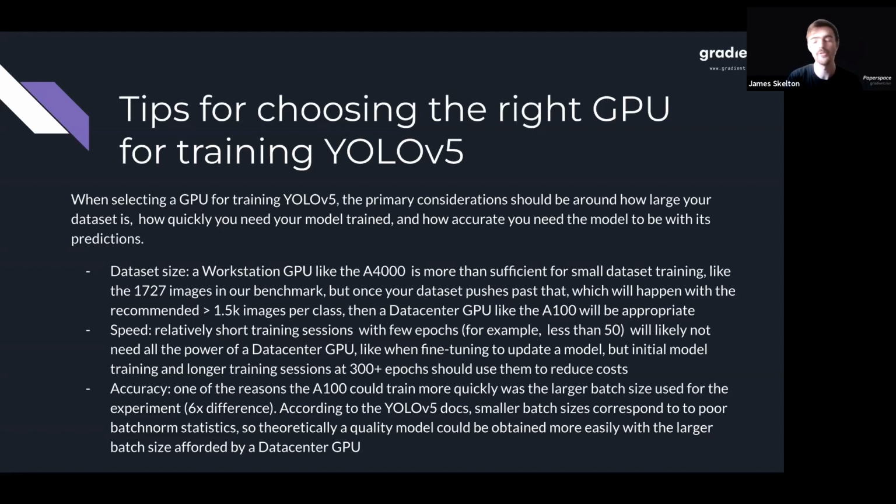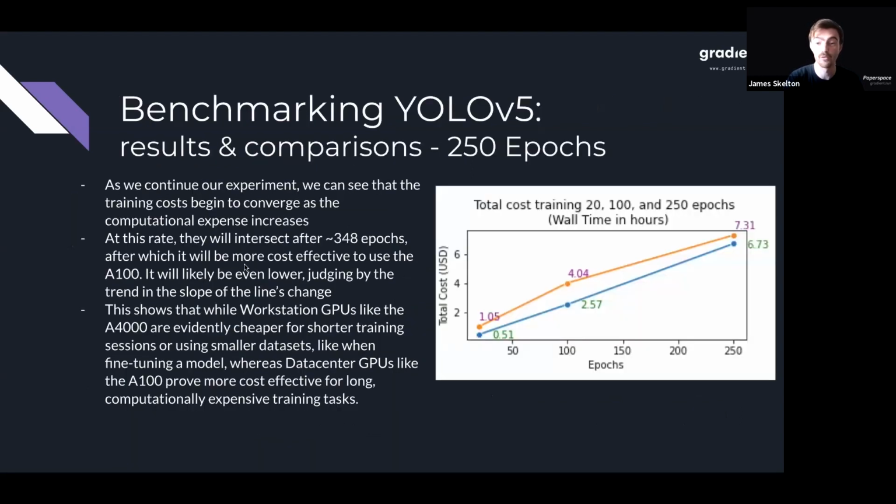So if we were to actually have trained our model for the length that was recommended and then extended it further, we would have likely very quickly seen that the A100 was outperforming the A4000 in terms of cost benefit, but time constraints cause us to need to lower those values.